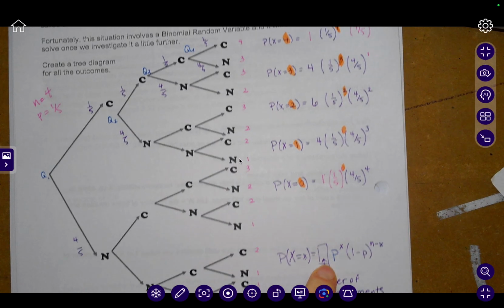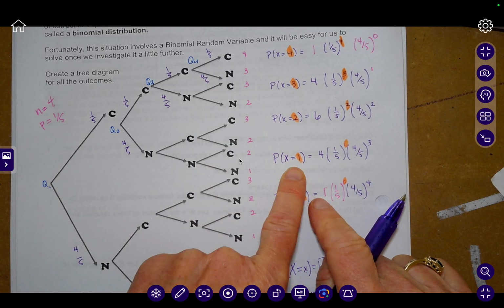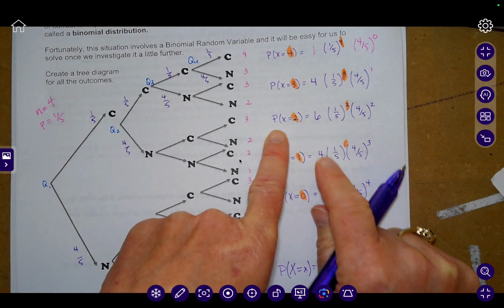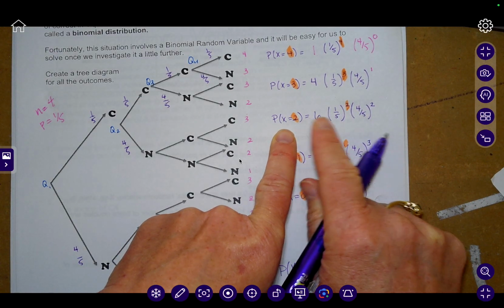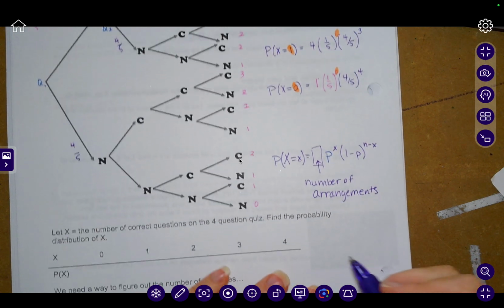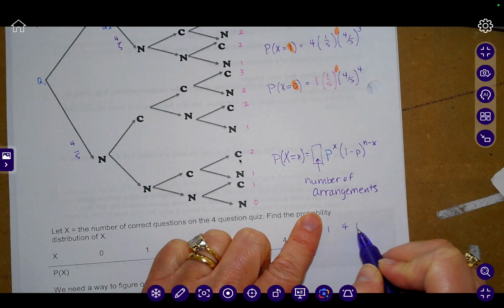So how many arrangements do I have of no correct? Only 1. How many arrangements do I have of 1 correct? I have 4. How many arrangements of 2 correct do I have? I have 6, and so on. All right. So we need a way to figure out the number of arrangements if I want to make this easier for myself.